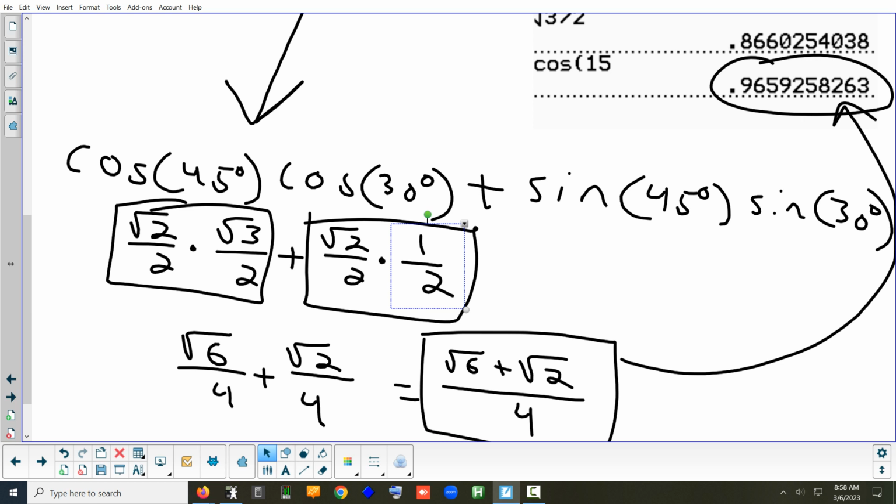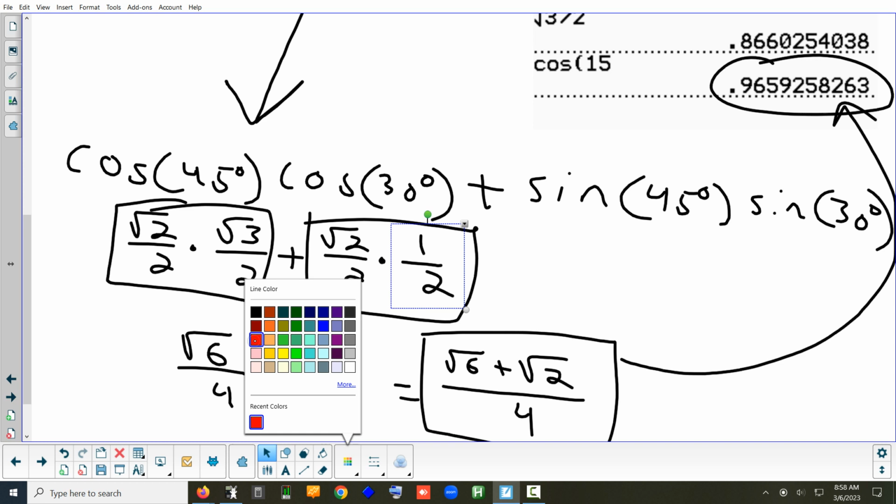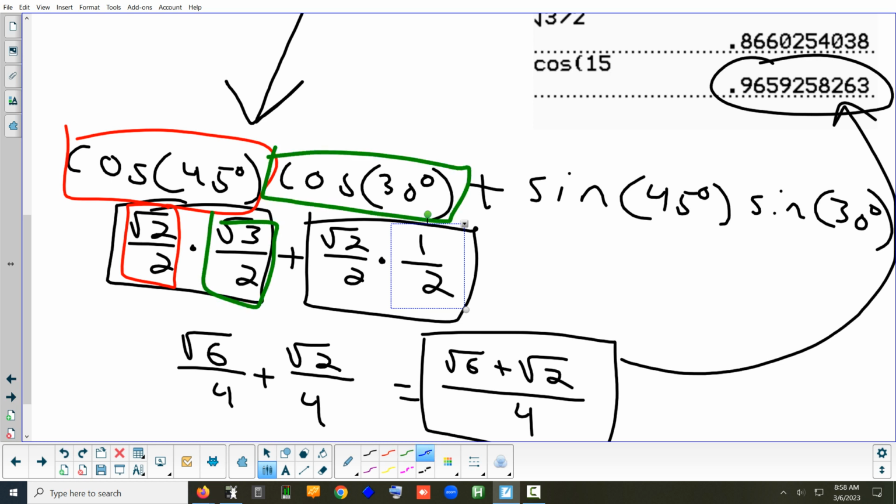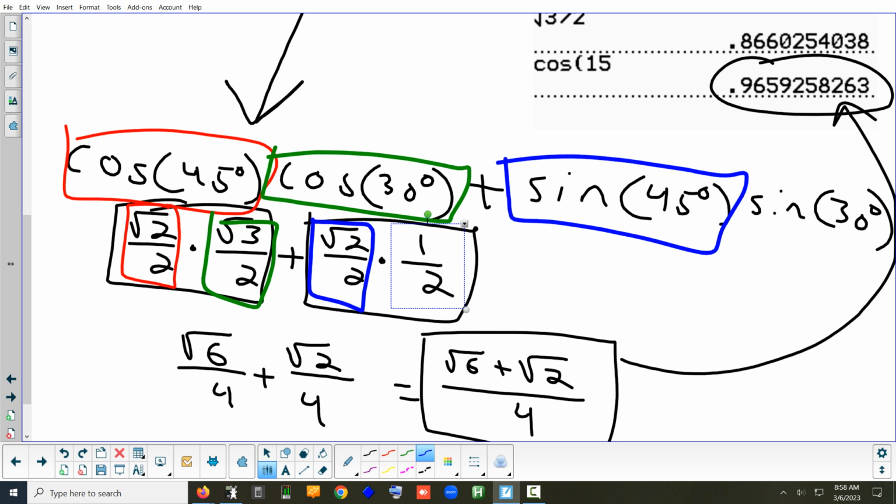Because I thought it'd be the same. Right. Yeah, so this one is that one. And then this one is that one. And this one is that one. And this one is that one. Yeah. All four values.